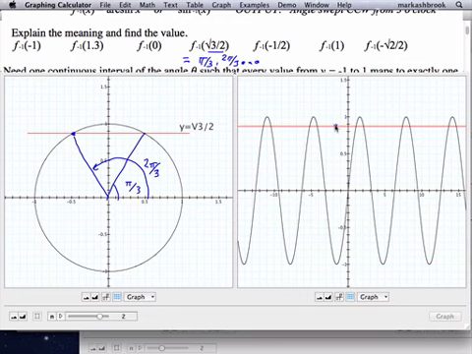Does it make sense how I'm showing that for one vertical distance there are many angles? You just keep going around the circle, you're going to keep hitting those two spots, and you're going to get that same vertical distance over and over again.